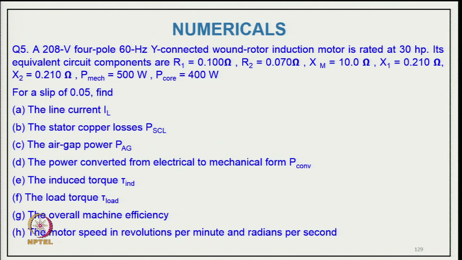And now, coming to typical numerical problem 5: a 208 volt, 4 pole, star connected wound rotor induction motor is rated at 30 horsepower. Its equivalent circuit parameters are R1 equal to 0.1 ohm, R2 equal to 0.07 ohm, Xm 10 ohm, X1 0.21 ohm, X2 equal to 0.21 ohm, P mechanical 500 and P core 400. For a slip of 0.05, find the line current, stator copper losses, air gap power, power converted from electrical to mechanical, induced torque, load torque, overall machine efficiency, and motor speed in revolutions per minute and radian per second.